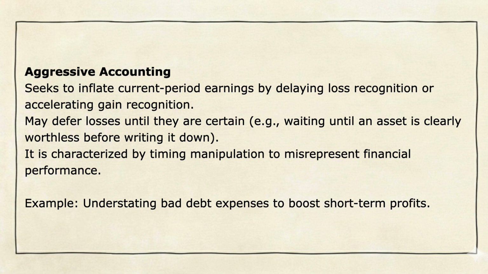Aggressive accounting. This approach aims to make current period earnings look better by either holding off on recognizing losses or speeding up the recognition of gains. For instance, they might wait until they're absolutely sure an asset is worthless before writing it off. It's all about playing with timing to give a misleading picture of how well a company is doing financially.